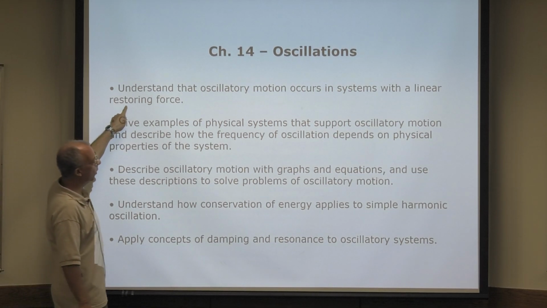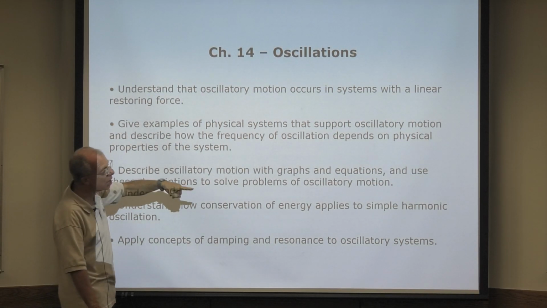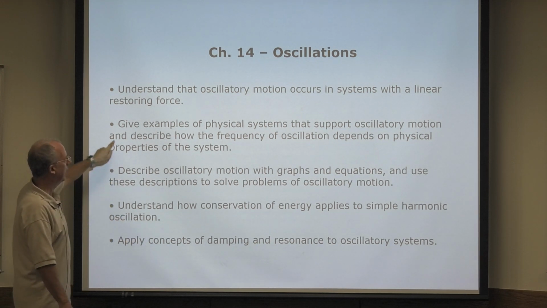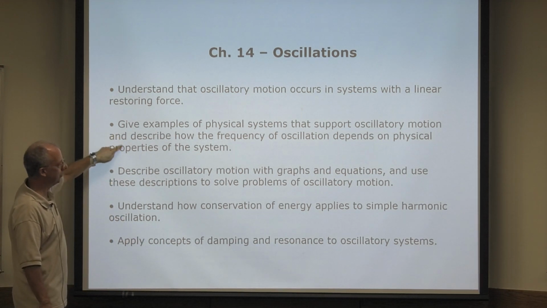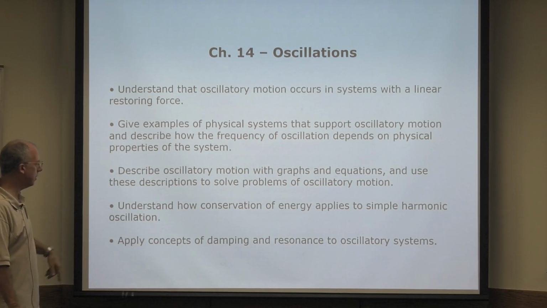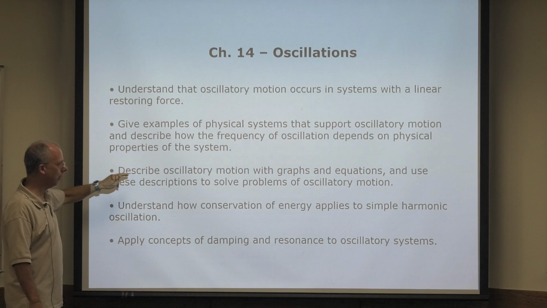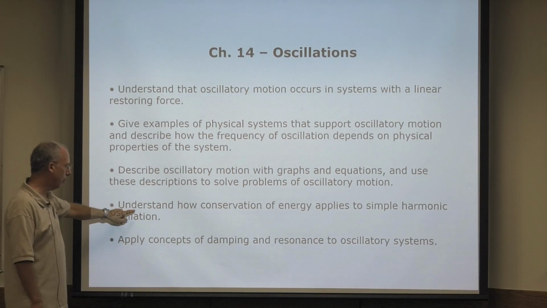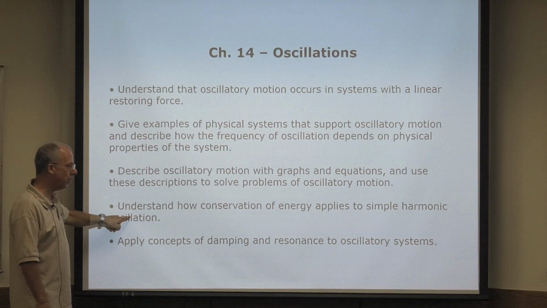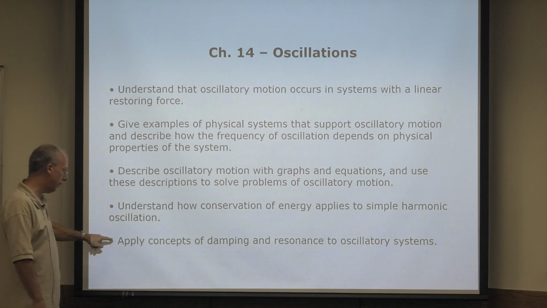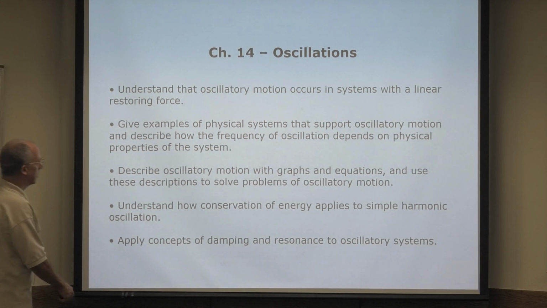Oscillatory motion occurs in systems with a linear restoring force, F equals minus kx. We went over examples of oscillatory motion. We figured out how to figure out the frequency. We described the motion with graphs and equations, and we solved problems. With ideal systems, energy is conserved. For real systems that are damped, energy is not conserved. We talked about damping and resonance.